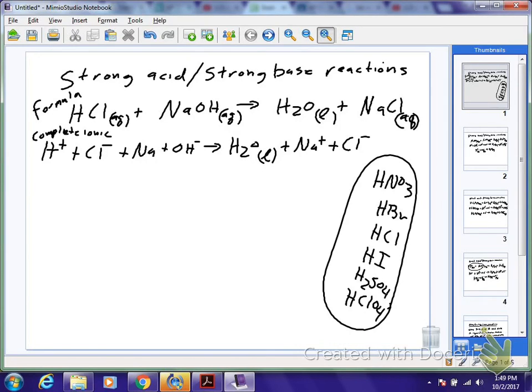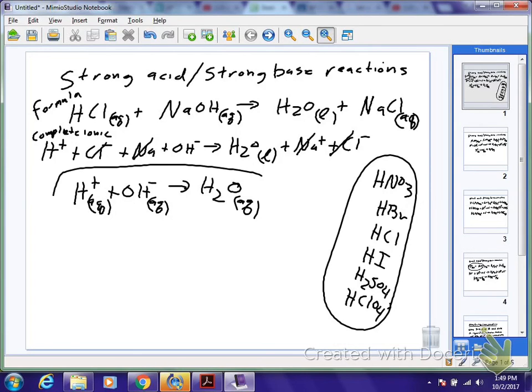Then we get rid of our spectator ions, that would be Na and Cl. So then what we're left with is H plus and OH minus gives you H2O, and this is always the way you write strong acid, strong base reactions. That's all you have involved in strong acid, strong base.